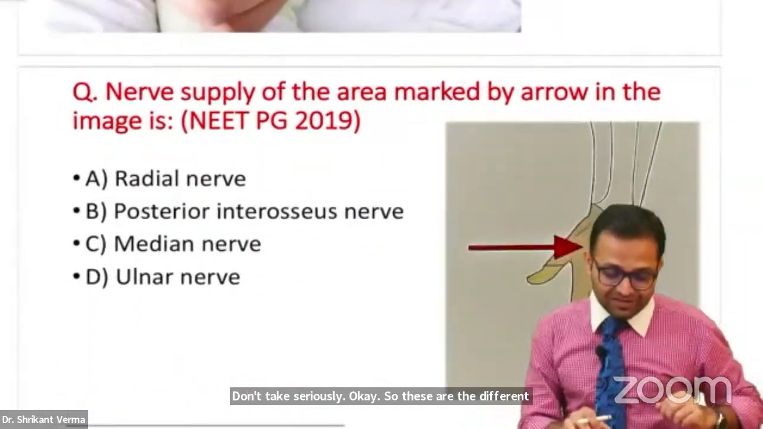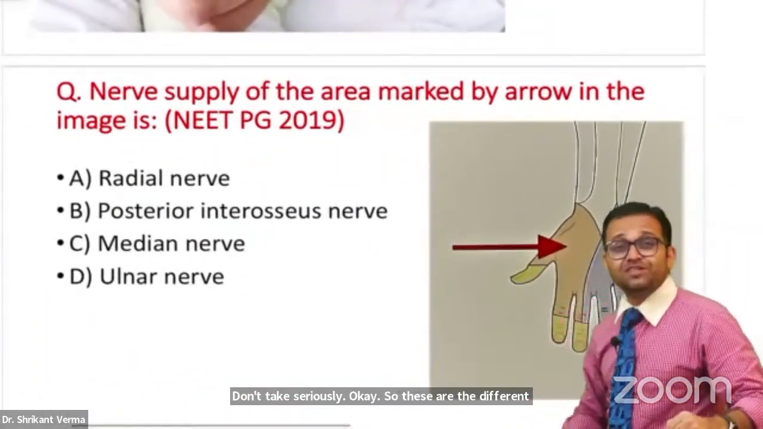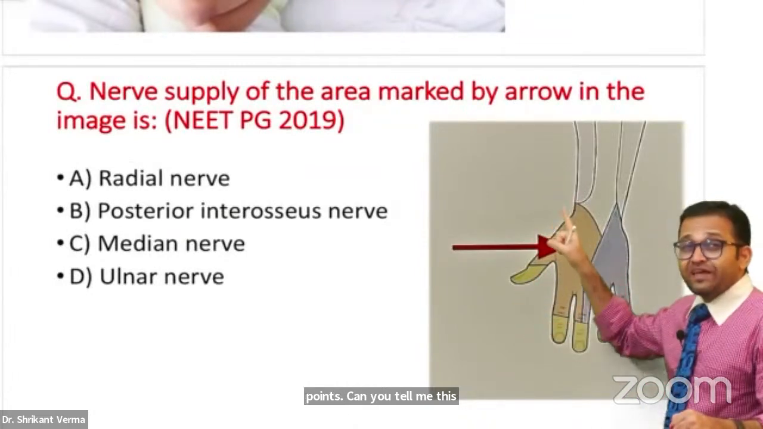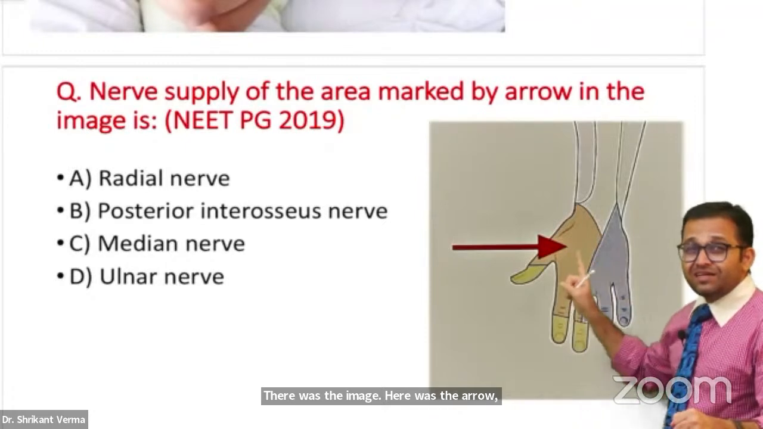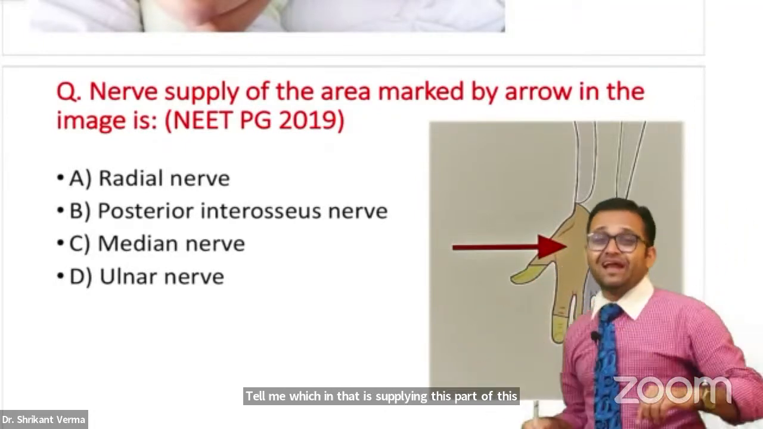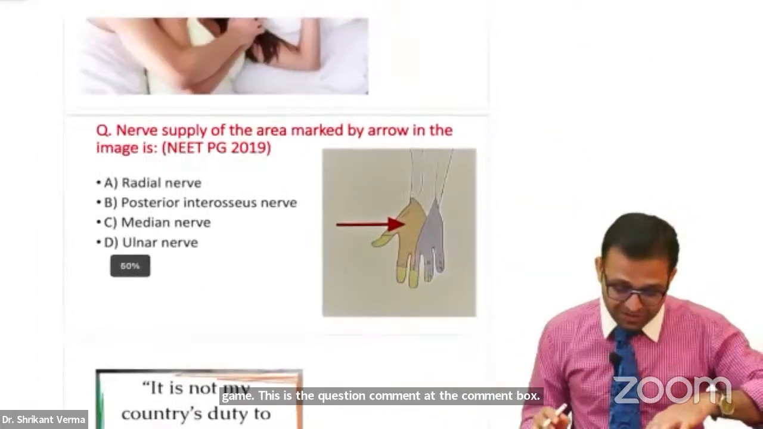Can you tell me this NEET PG 2019 question? There was an image with an arrow: the nerve supply of the area marked by the arrow in this image. Tell me which nerve is supplying this part of the skin. This is the question. Comment in the comment box. Okay, so these are our different points.